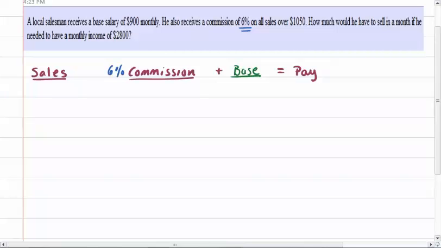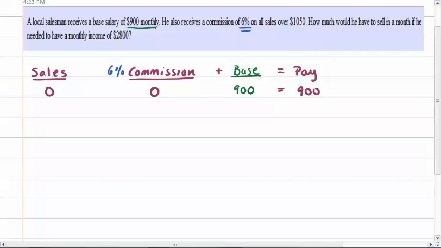So if you think about it, let's suppose that you didn't sell anything. So your sales was zero. You're still going to get a base pay of, how much is it again? The base pay says it's $900. So you're still going to get $900, but you're not going to make any commission at all. Okay? So for that month you're going to get $900. That's not enough. We're looking for $2,800.